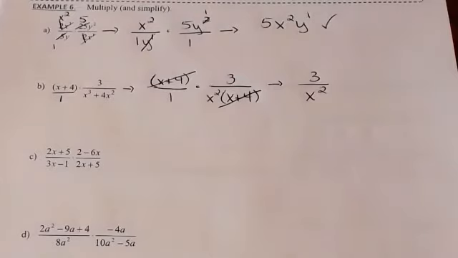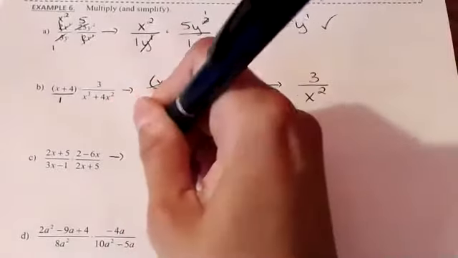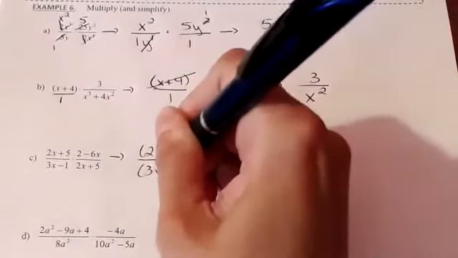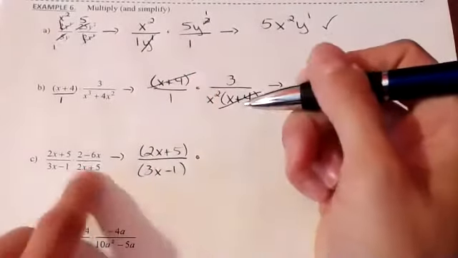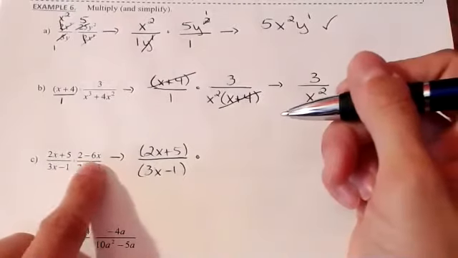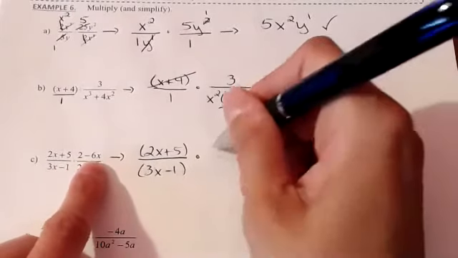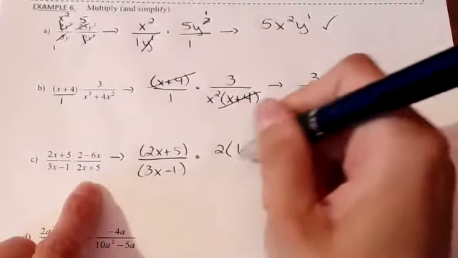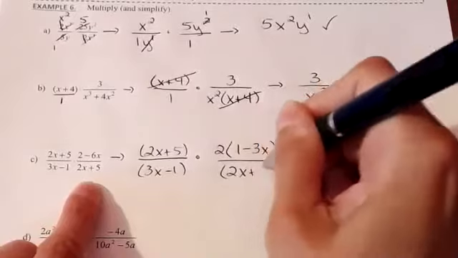I like what you're sharing in the chat with me. Let's take a look at this. So we have 2x plus 5, and I'm actually going to rewrite this. 2x plus 5. That 3x minus 1 can't be factored. 2 minus 6x can be factored. We have a GCF. My GCF is 2, so I'm going to take that out. And then I have 2x plus 5.